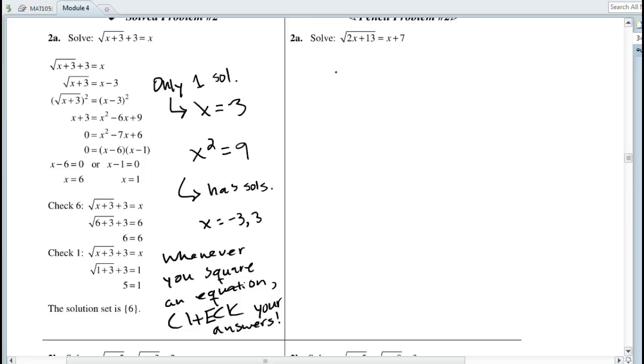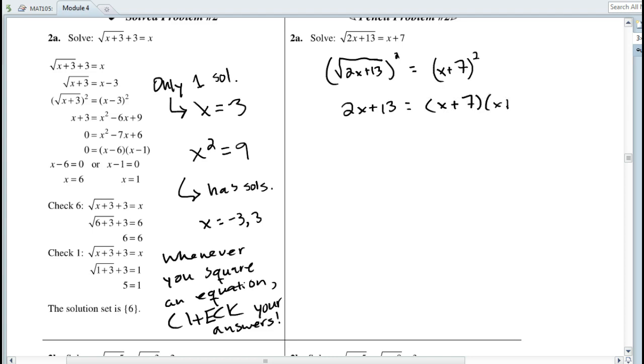So this one, let's start just by squaring both sides. So if you have the square root of 2x plus 13, and you square it, that'll equal x plus 7 squared. Whenever you square something that's underneath a radical, those are inverse operations, so we just get the 2x plus 13. But then on the other side, we need to remember to FOIL. Remember, x plus 7 squared is really x plus 7 times x plus 7. And we need to multiply that out.